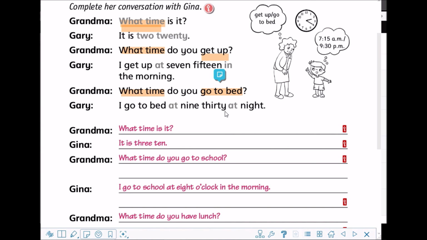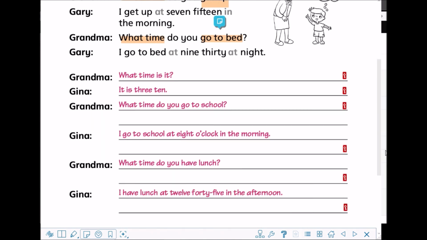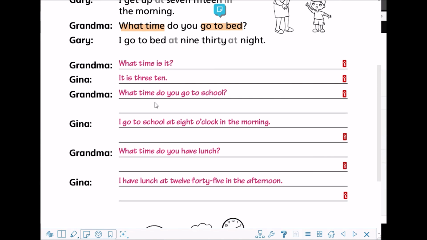What time is it? It is 3:10. What time do you go to school? I go to school at 8 o'clock in the morning. What time do you have lunch? I have lunch at 12:45 in the afternoon.